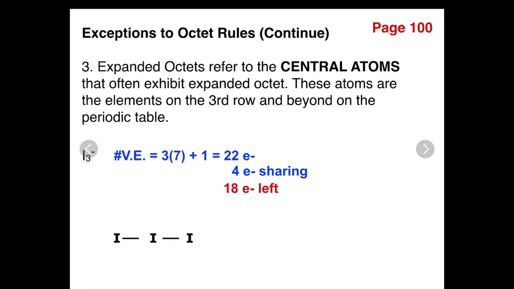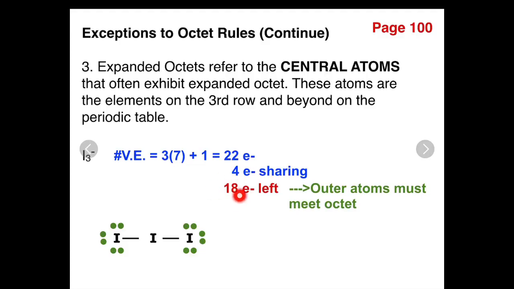When you have 18 electrons left, what you are going to do is make sure that the outer atoms must meet octet first, which means that these 18 electrons need to be contributed to the outer atoms first. So I'm going to distribute this 18 into the first iodine. 1, 2, 3, 4, 5, 6. Okay, we already spent 6. So 7, 8, 9, 10, 11, 12. So we already spent 12 out of these 18. We would have 6 left, right? Because we have 18. So in this case, the leftover will go into the central atom.